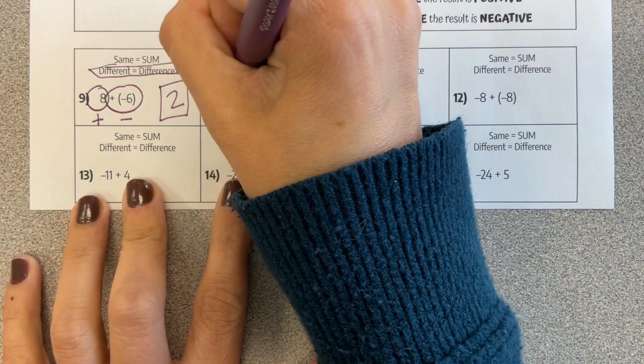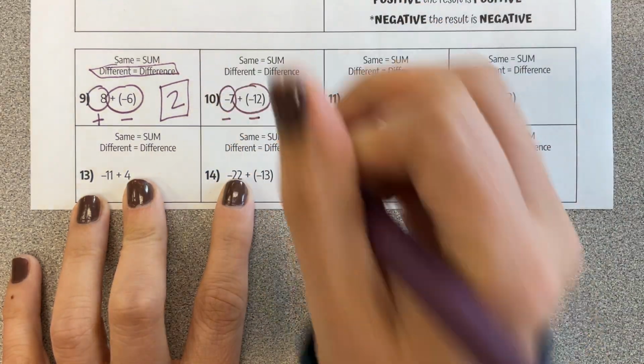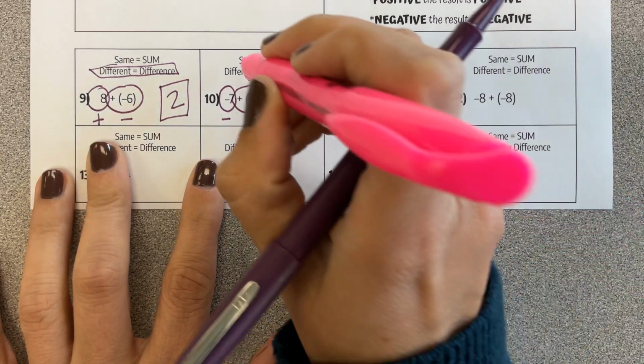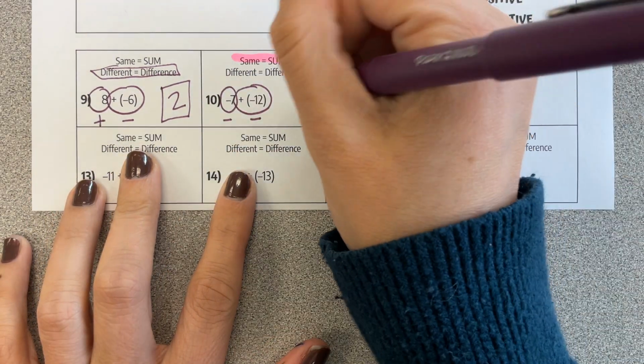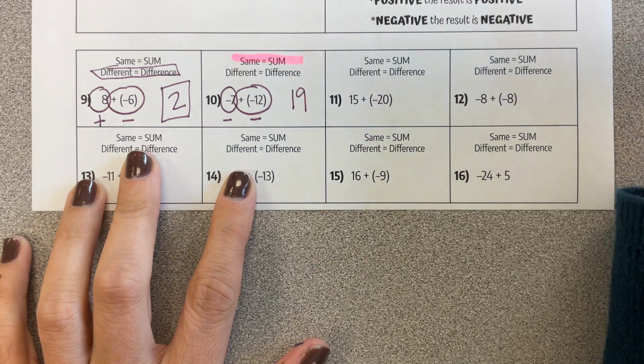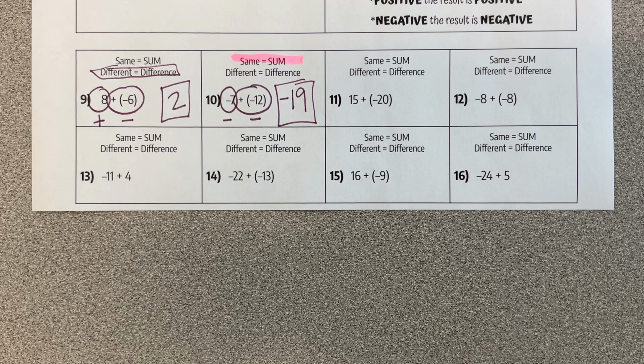Number 10, I'm circling here. We have a negative, and I'm circling all of this here. We have a negative. They are the same. So we're going to find the sum. 7 plus 12 is 19. But this time we were adding negatives, so it is negative.